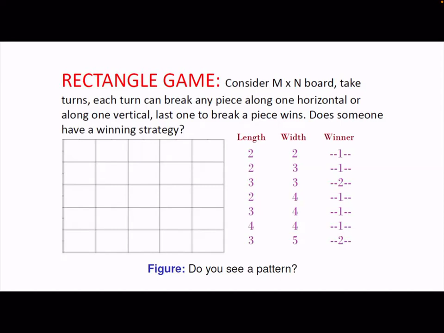So on the 2x2 board, every game we played, player one was victorious. Now, it might just be I have a really good person playing as player one, but every time player one triumphed. On every 2x3 board, player one triumphed. On every 3x3 board, player two triumphed. On every 2x4, player one, 3x4, player one, 4x4, player one, and on 3x5, it was player two. So just take a minute and think, can you see a pattern as to who is winning and why?